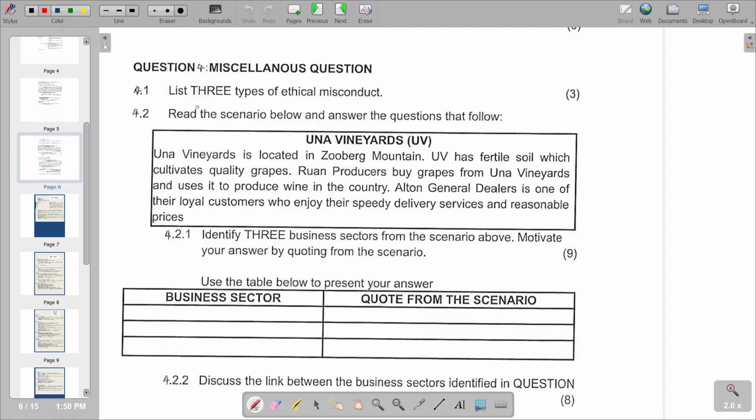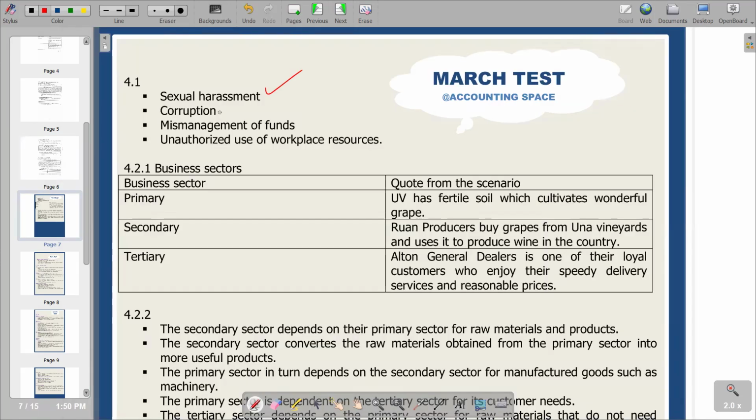Moving on to question 4, it reads: list 3 types of ethical misconduct. Obviously, we have our 3 parts. Ethical misconduct basically is unacceptable behavior, which can include inappropriate touching, and we can also include sexual harassment as part of ethical misconduct. The question needs us to raise 3 types. We've got sexual harassment, and we've got corruption. We could talk about mismanagement of funds also, and unauthorized use of workplace resources is also an ethical misconduct.